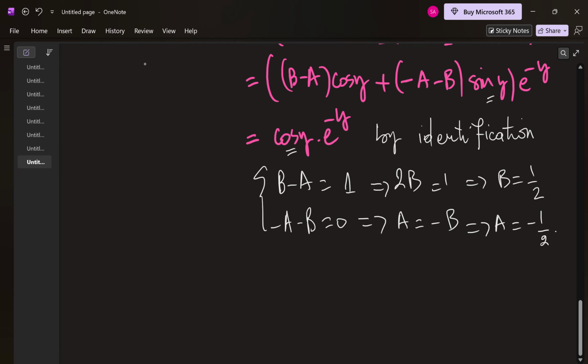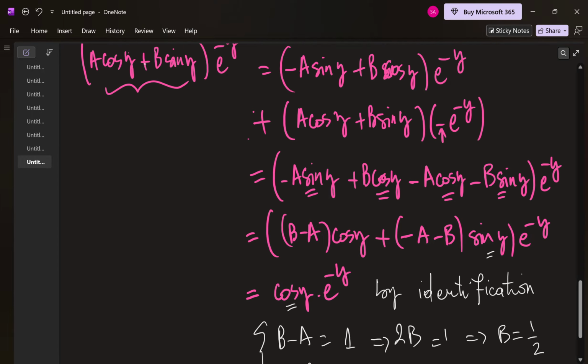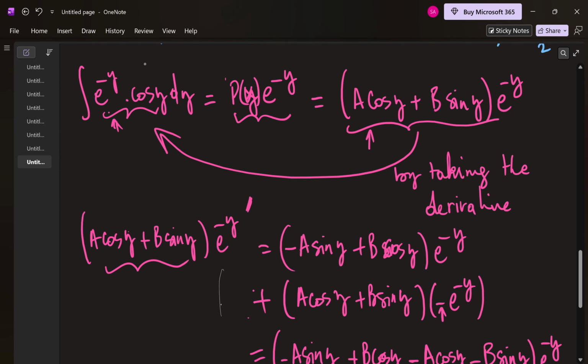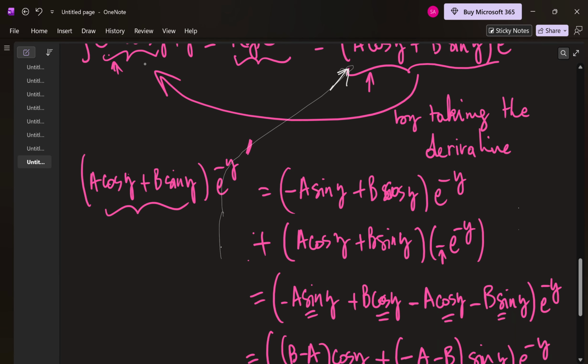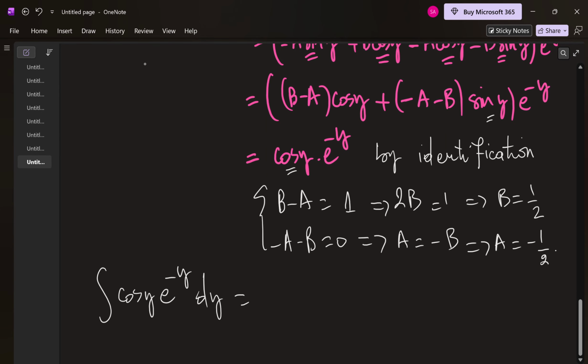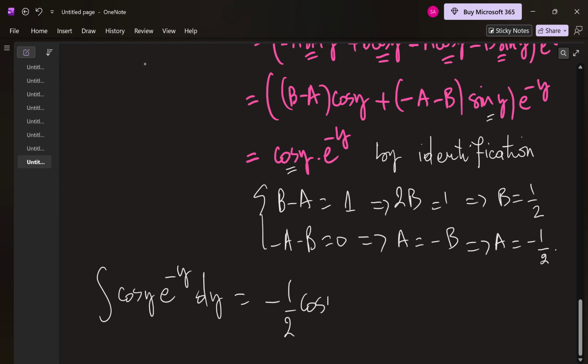So the integral of cosine y exponential minus y dy is equal to actually this (a cos y plus b sine y) exponential minus y. Now we substitute the a and b with their values. So it becomes here minus 1 half cosine y.